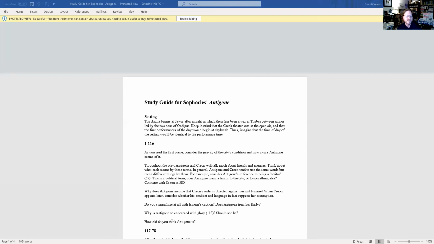We see that Antigone's sister, Ismene, is not willing to go against the new king, Creon, because she's a female and it's not her place. Not only that, Antigone is only 15. So Creon has in his mind two reasons not to challenge and question his rule.